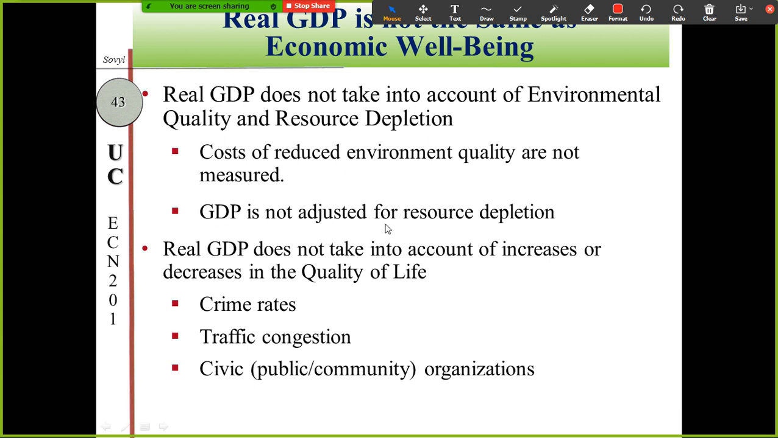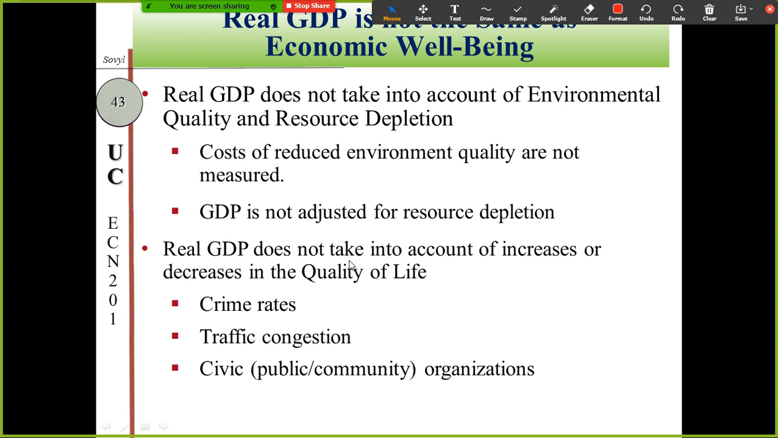GDP is not adjusted for resource depletion. GDP does not count the resources that you have used or that you still have in your country. But well-being does, because if you have more resources, you can live in better conditions. Real GDP does not take into account how much resource you have. Real GDP just takes into account the resources that you are using to produce goods and services.